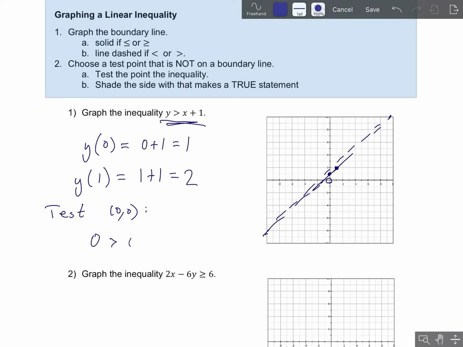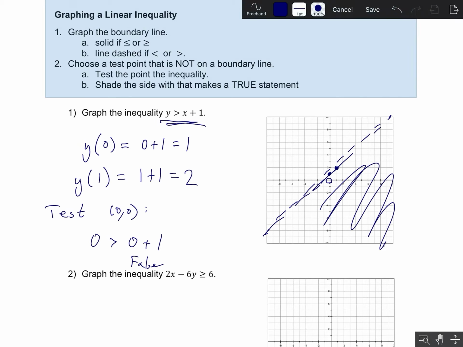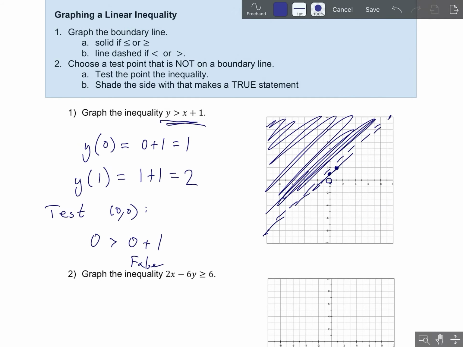So I would have the 0 for the y value is supposed to be bigger than 0 for the x value plus 1. This is not a true statement, so this ends up being false. That means that this side of the line does not belong to the solution set. So because the origin lives on the right side of this line and does not satisfy the inequality, that means that the set of points that do satisfy the inequality are the left side of this line.